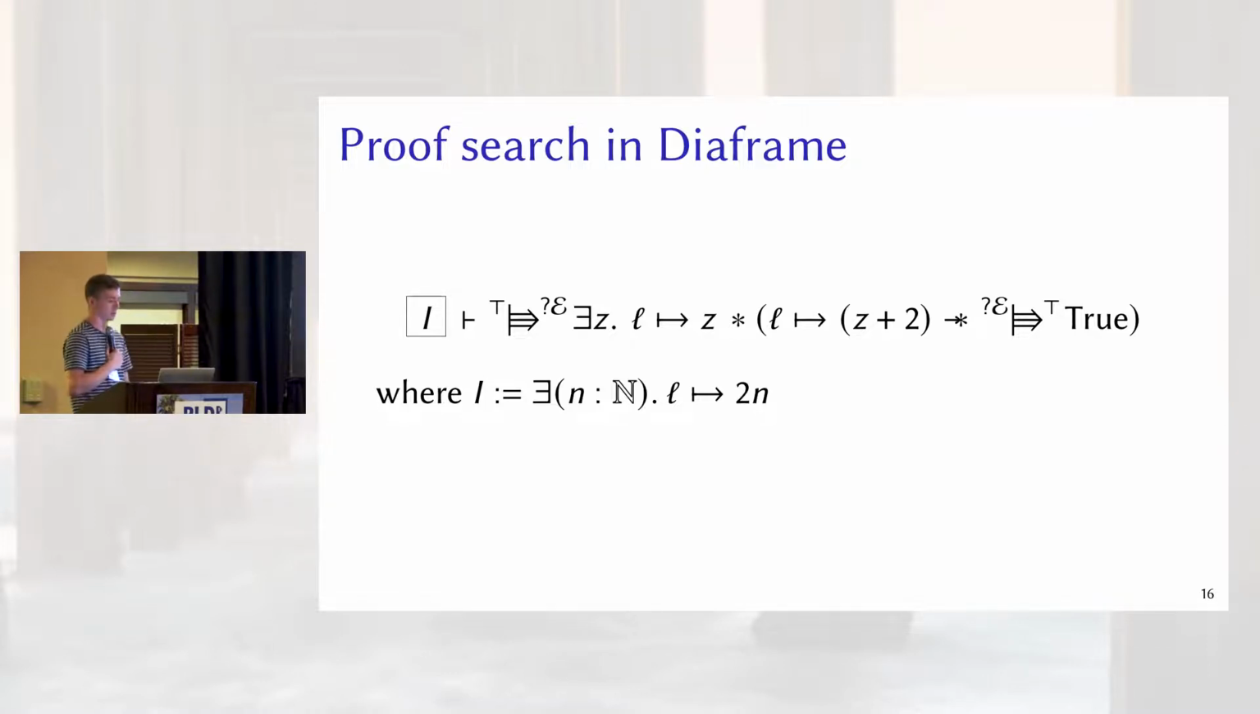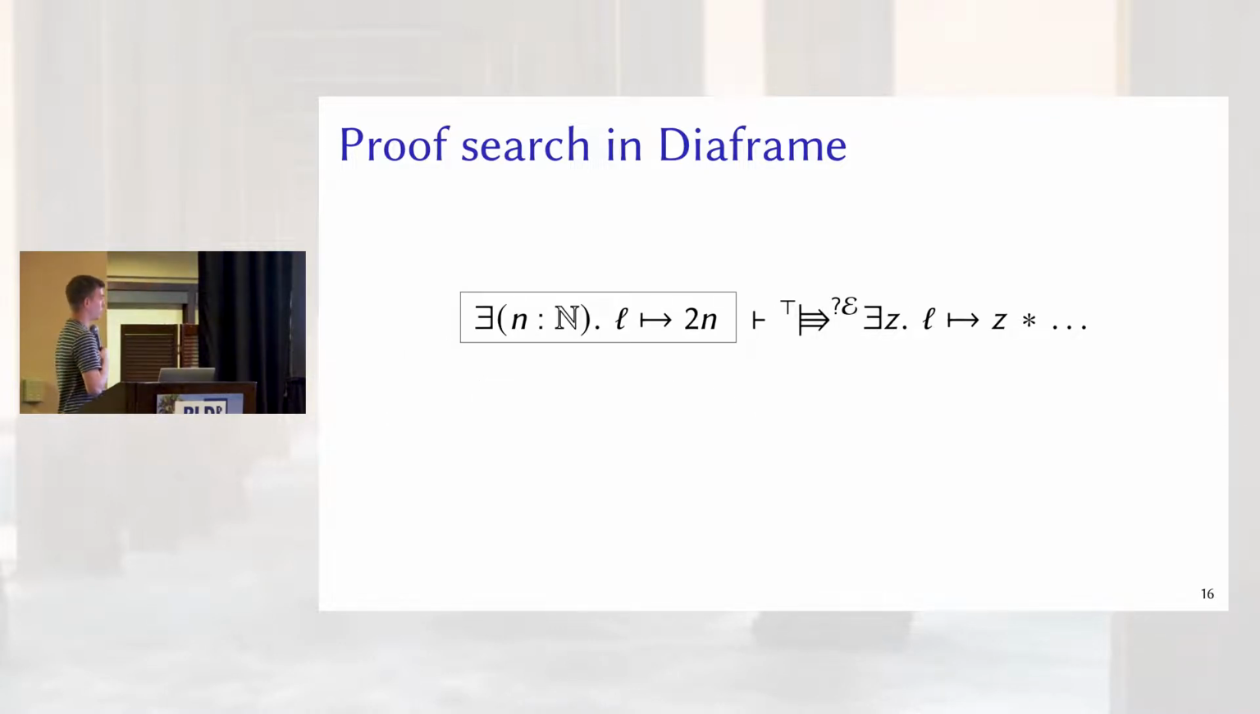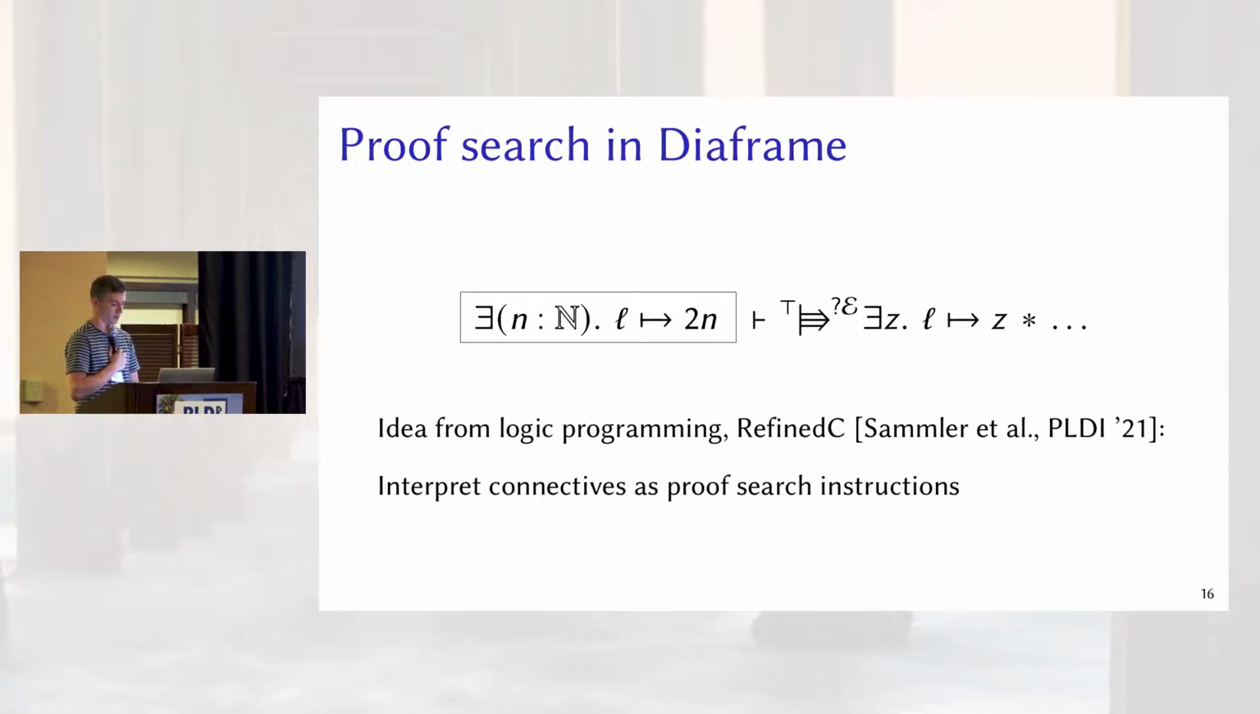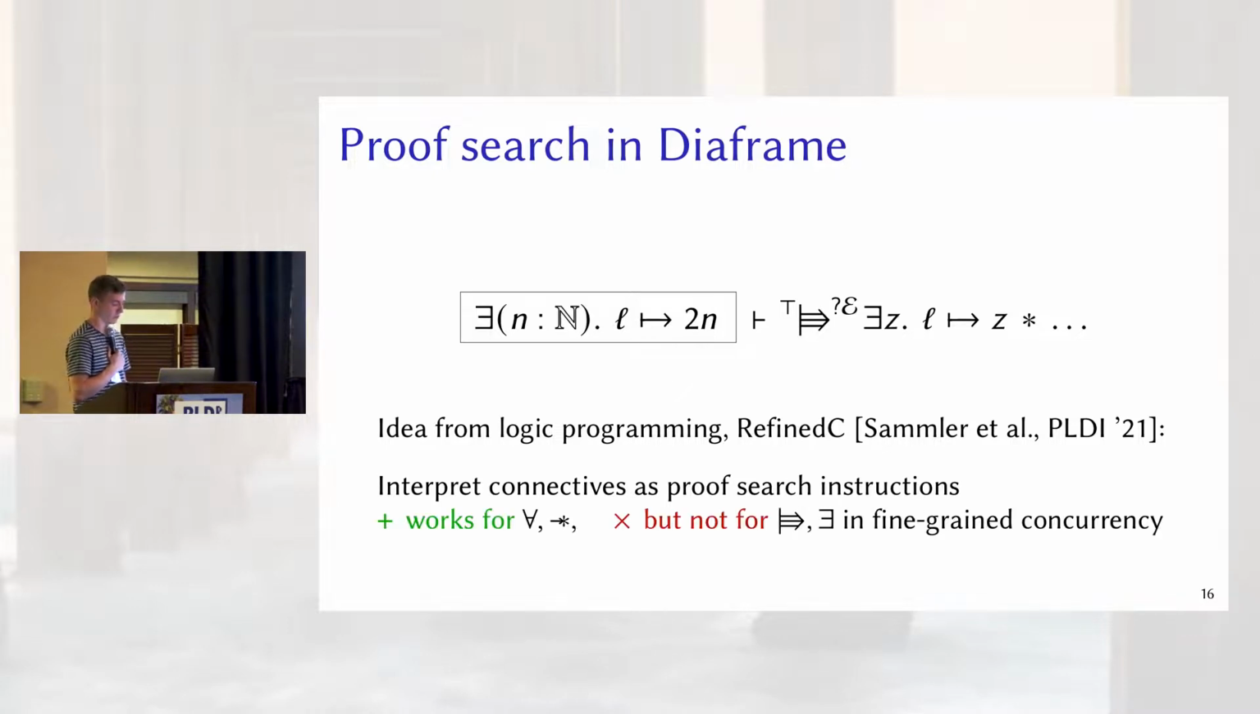So this is the goal I showed you before, and now I'm going to substitute this I back in and remove irrelevant parts. So the goal we wish to prove looks a bit like this. Now there are other goals which may also appear of a different shape. And if we look at the literature, we can use ideas from logic programming and from the RefinedC paper from PLDI from last year. The idea there is that we can look at the connectives in our goal and interpret them as proof search instructions. The way they do this in previous work worked really well also for us in the case of the for all symbol or the magic wand, but in the fine-grained concurrency case, it does not work the way they did it before for existentials and this fancy update. So we needed to do something different.